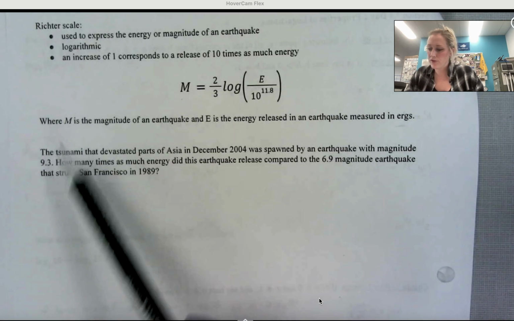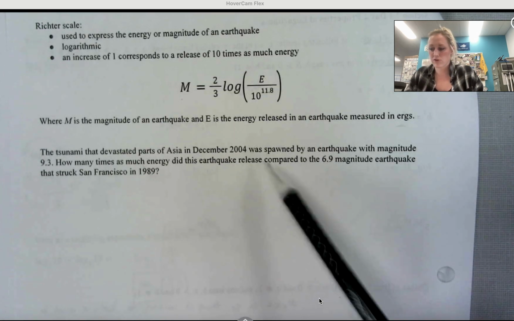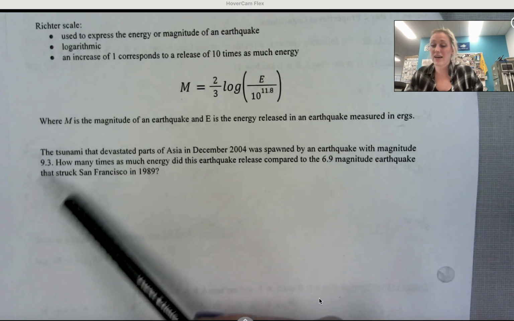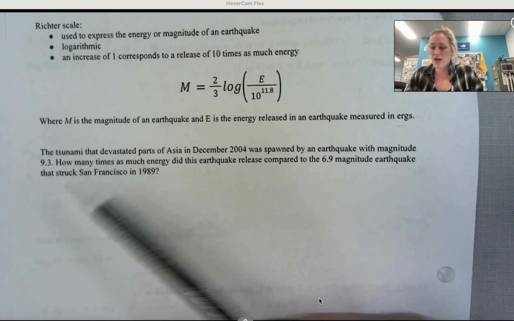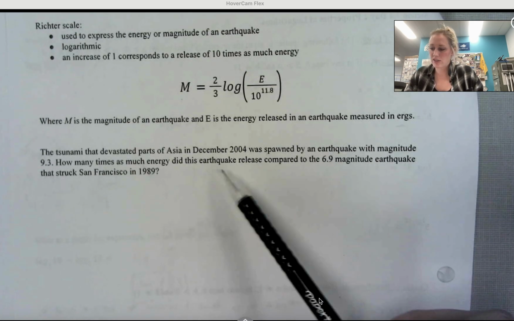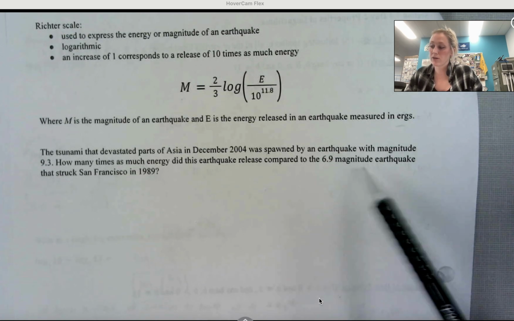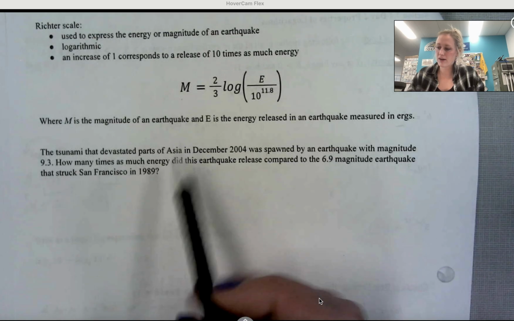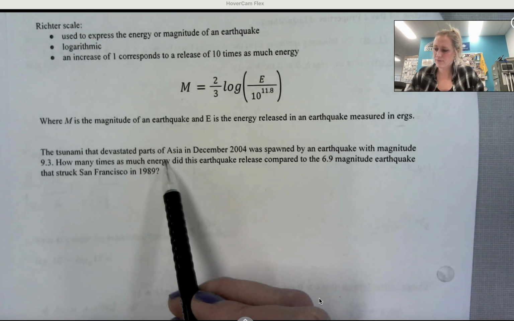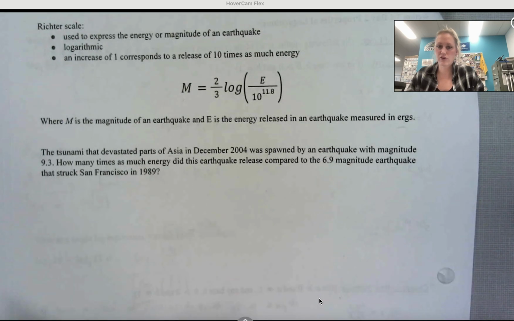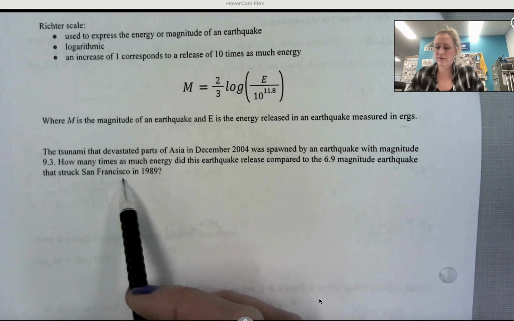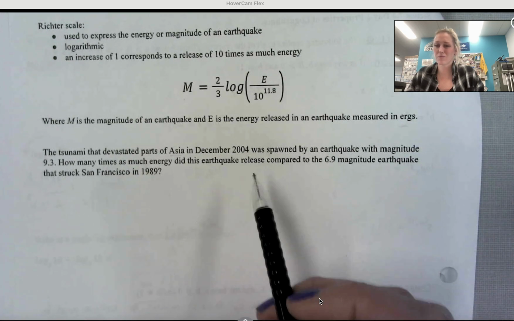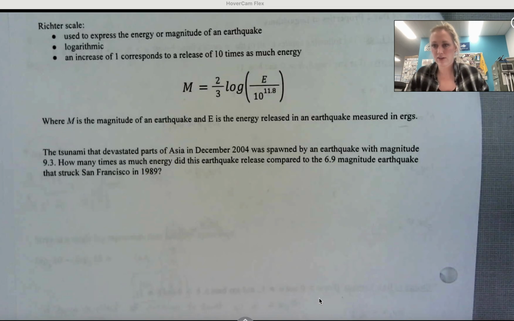Okay, so the tsunami that devastated parts of Asia in December 2004 was spawned by an earthquake that had a magnitude of 9.3. How many times as much energy did this earthquake release compared to the 6.9 magnitude earthquake that struck in San Francisco in 1989? Basically, I want to find the energy of the Asia earthquake and the energy of the San Francisco earthquake. And when it says how many times as many, we're dividing to answer that question.